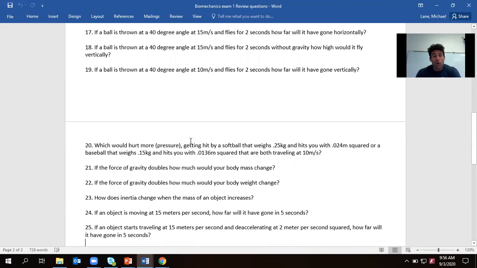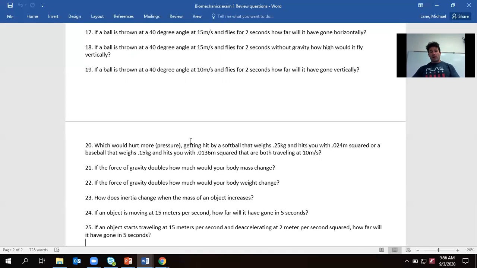Oh, cool. So which would hurt more? Pressure. Remember, pressure is going to be force divided by area. Getting hit by a softball that weighs 0.25 kg or getting hit by a baseball that weighs 0.15 kg. Now, the key is with both of these examples, we've got kinetic energy, which is 1/2 of the mass times the velocity squared. So the first thing you do is solve for the kinetic energy of each of them.